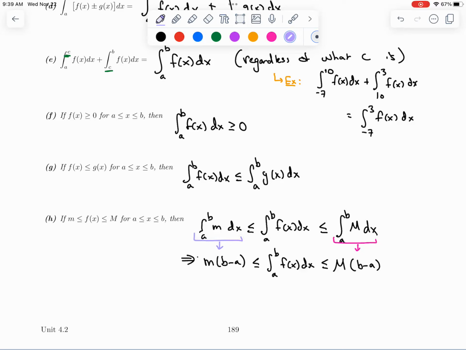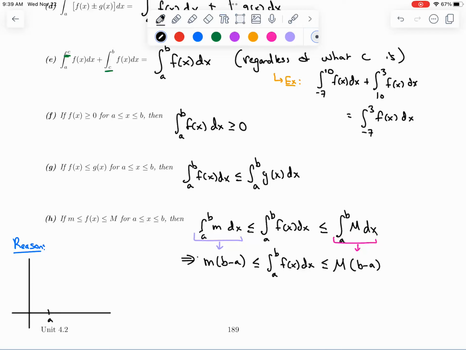Why? Try to think about it geometrically. What is the function y equals m for any number m? It's a constant, right? It's a constant function. It's a horizontal line.